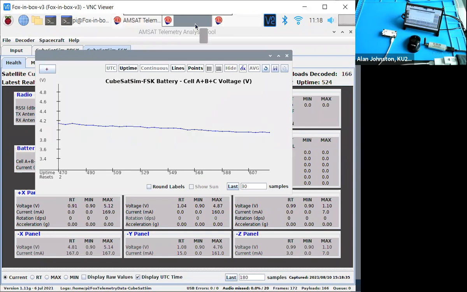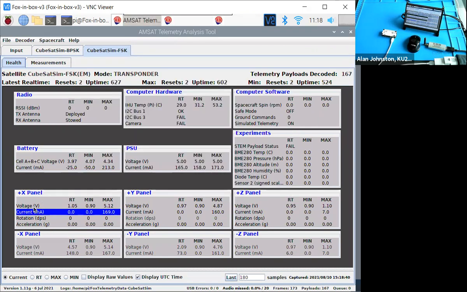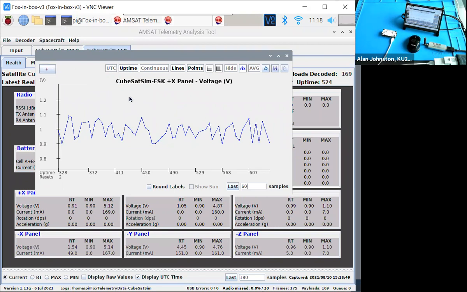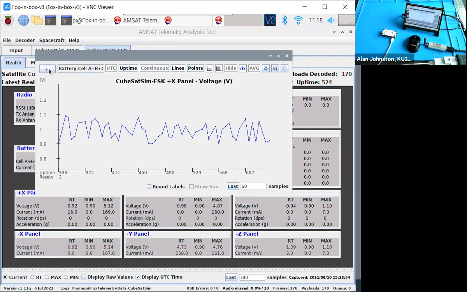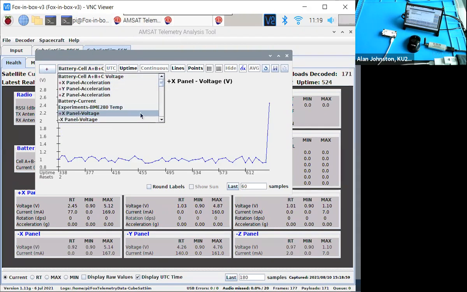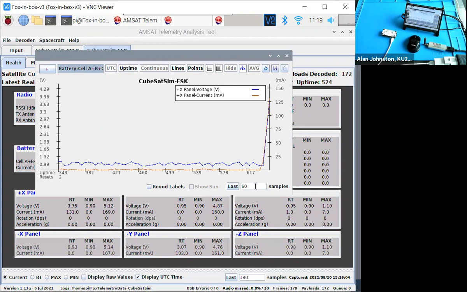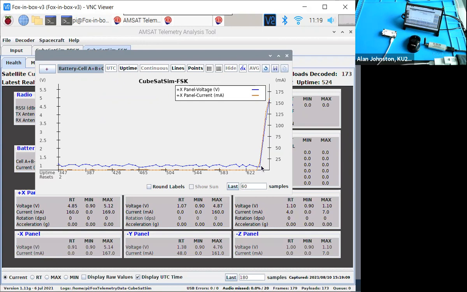Now, one thing that can be fun here, let's see, where is it? Okay, so here is the voltage of the solar panel. So we can actually look at multiple things on the same graph. If I click on the plus here, and then I go down here and select the plus X panel current. There we go. Oh, and look at that. Suddenly the voltage across the solar panel has just increased. It's just gone up to 5 volts there. So what this tells us is that the CubeSatSim simulated telemetry has actually moved from eclipse into illumination.